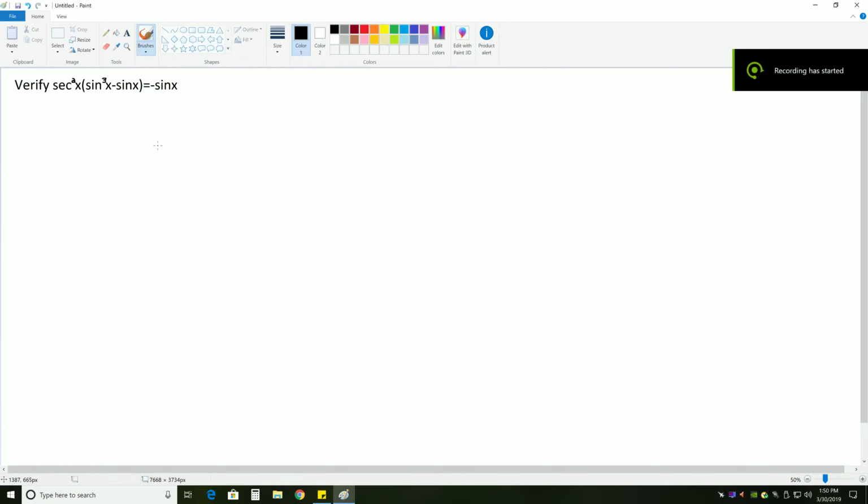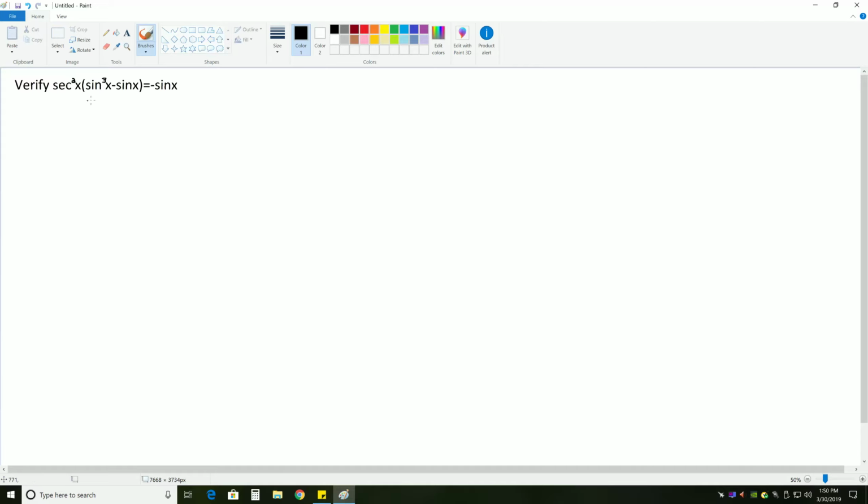For this problem, we want to verify that secant squared x times the quantity of sine cubed x minus sine x equals negative sine x. Notice that it says just verify, which means we can only use one side. So, we always want to start by picking the more complicated side. So this left side is obviously much more complicated. It'll be easier to work with.